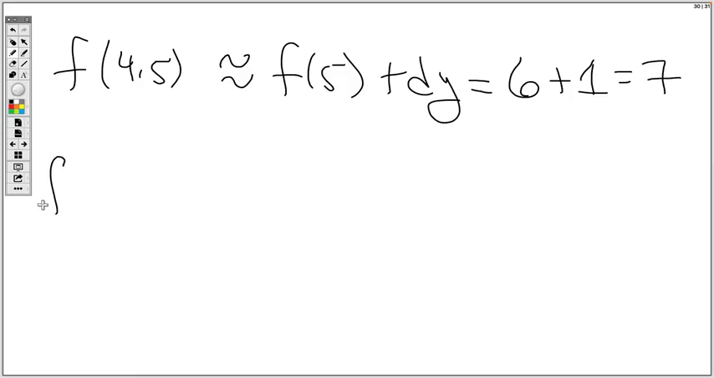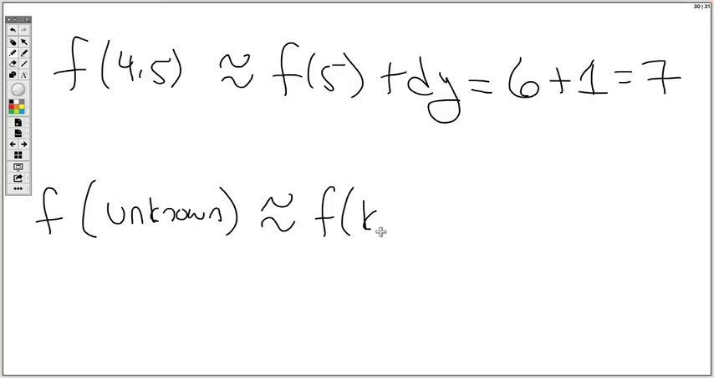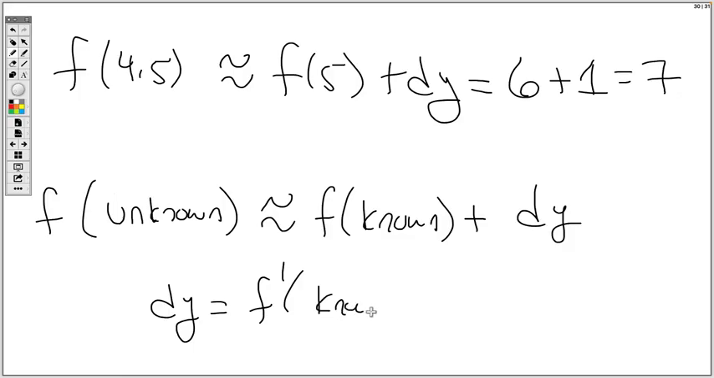So I like to think of this process as: I look at f of the unknown. So this is f at what I don't know. That's approximately equal to f at the point that I do know, plus the dy. The dy is the derivative at the point that I know, times the difference of the unknown minus the known. Make sense or not, folks?